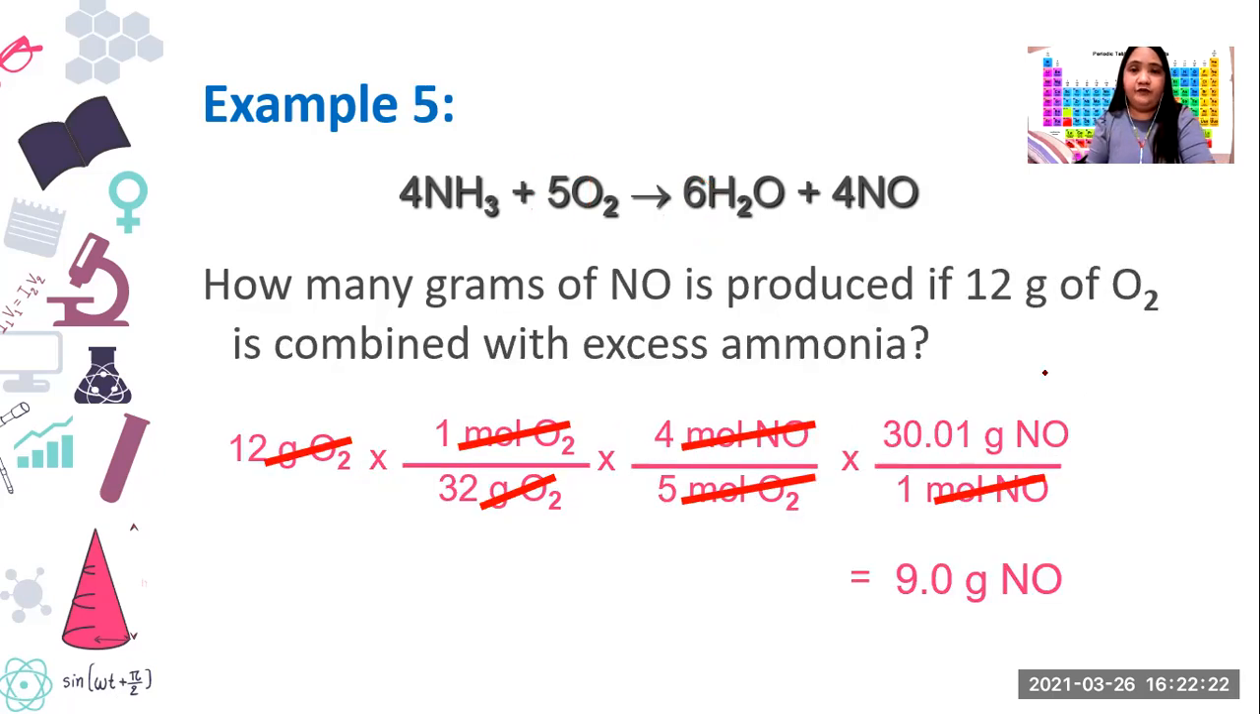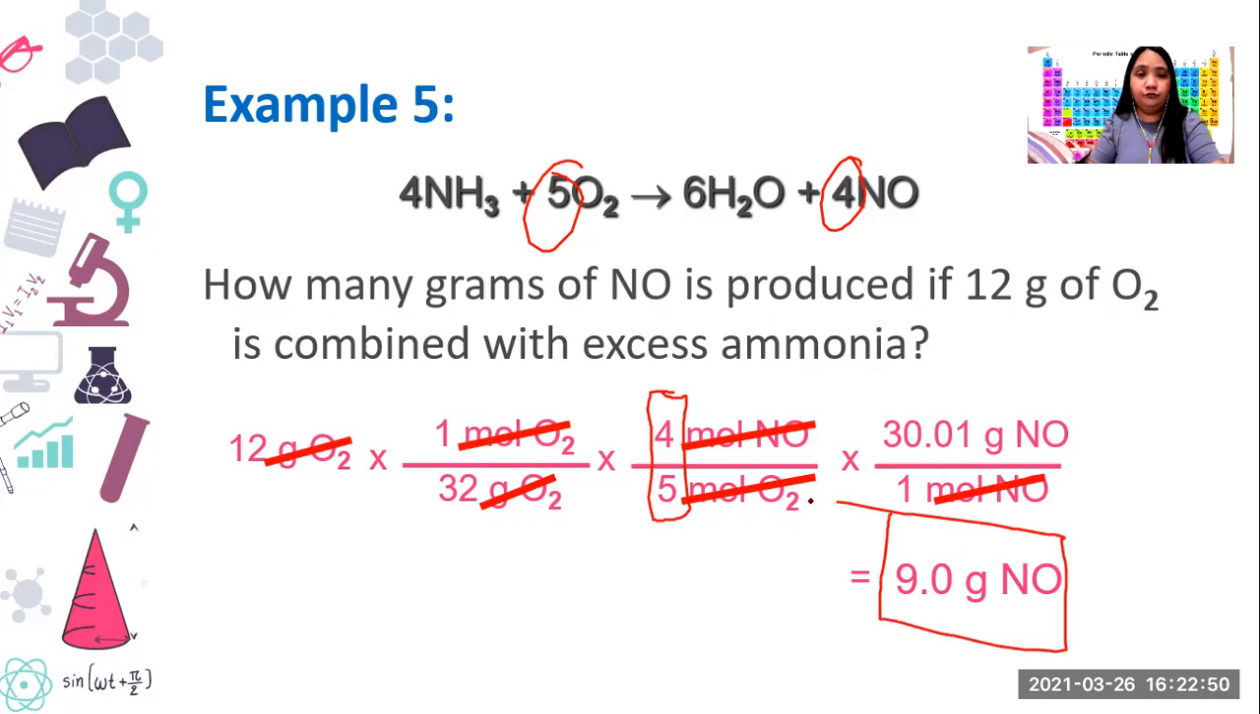And finally, for example 5, how many grams of NO is produced if 12 grams of O2 is combined with excess ammonia? So NO, that's 4, and then O2, that's 5. So you should be seeing a 4 is to 5 ratio, which is this one, as you can see from there. And then just plug in the molar masses and you're getting 9 grams of NO. That's how simple stoichiometry is.